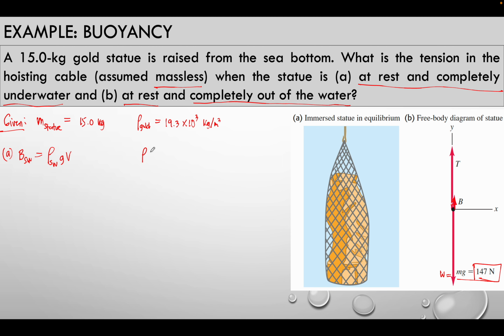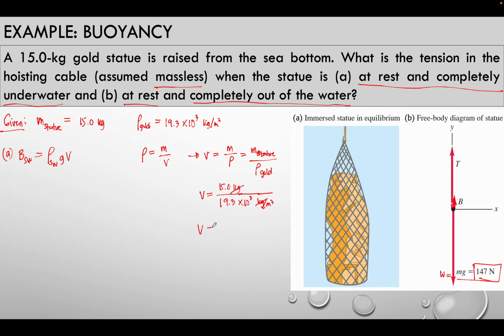Take note that density is equal to mass divided by volume. So to solve for volume, it is equal to the mass divided by the density. In this case, to solve for V, this is the mass of the statue divided by the density of gold. So V is equal to 15 kilograms divided by 19.3 times 10 to the power of positive 3 kilograms per cubic meter. Again, the unit kilograms in the numerator and denominator will be cancelled out, so we are left with 1 over 1 over cubic meters, which is just cubic meters.